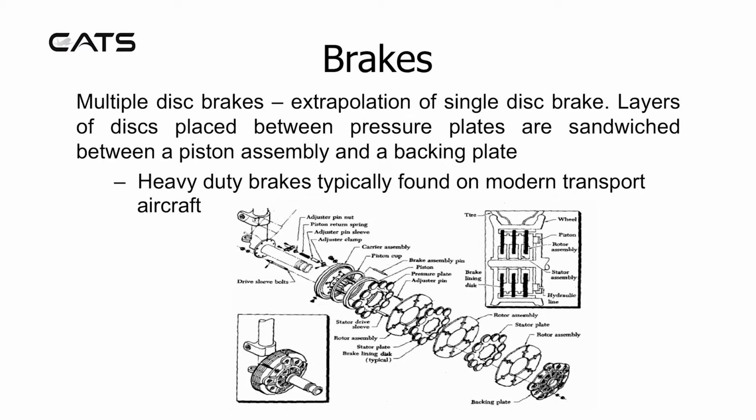Multiple disc brakes are an extension of a single disc brake. Layers of discs placed between pressure plates are sandwiched between a piston assembly and a backing plate. Heavy-duty brakes are typically found on modern transport aircraft.